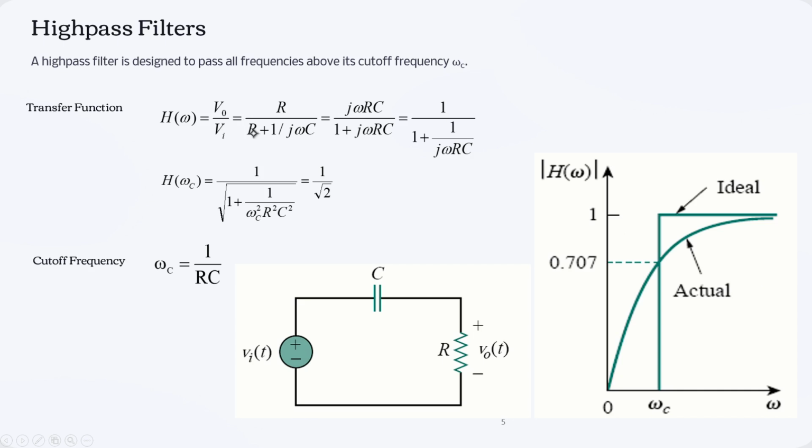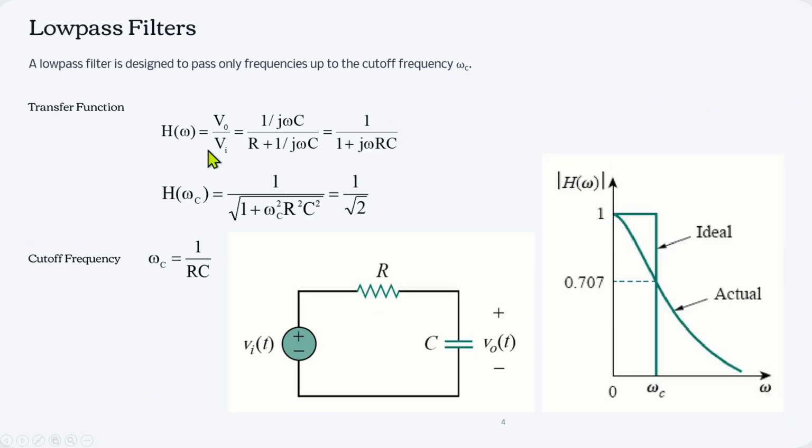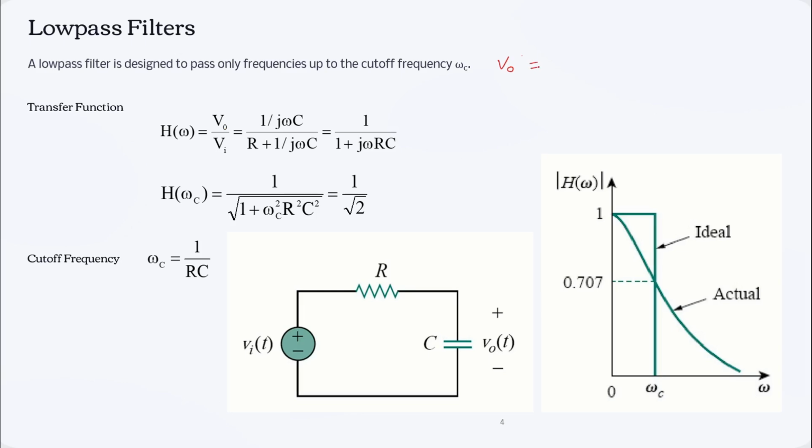Now moving ahead, if we write down the transfer function, the transfer function is given as the ratio of output voltage to input voltage. As you can see here, the ratio of output voltage to input voltage is V naught by V in. V naught is given as I into the impedance of the capacitor. Here the current flowing through the circuit is I of t, and the impedance is given by 1 by j omega C.